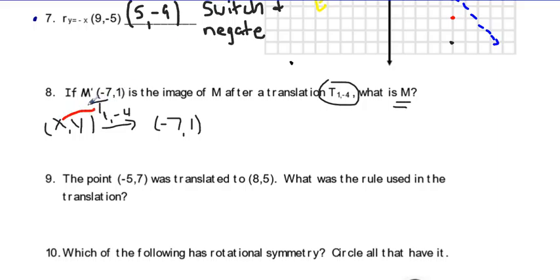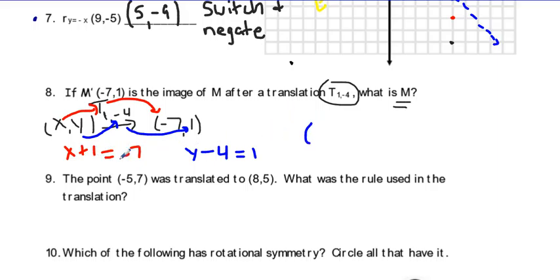So if I set myself up, let's get a different color here. They took x and they added 1. They did x, they added 1, and they came out with -7. Then if I set up my y equation, they took the y and they subtracted 4, and they came out with 1. Now you just need to solve both equations. If you solve both of those equations, then you come out with the ordered pair.